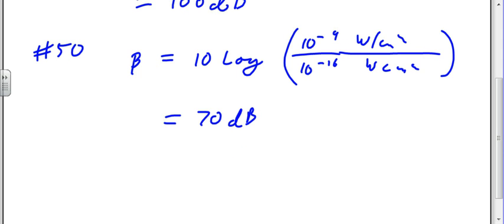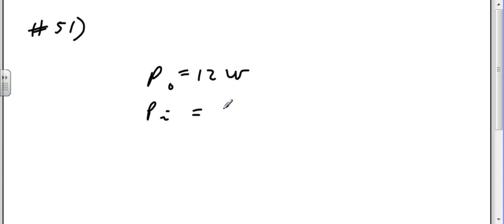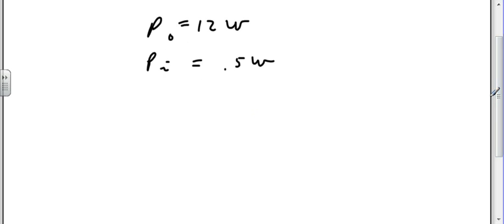Okay, back to number 51. Power naught is 12 watts. Intensity naught is 0.5 watts. We want to find electrical power and gain in dB. Okay, so now we're not talking about the intensity hitting the ear, we're just talking about power and gain in general. That's going to be 10 log, power out divided by power in.